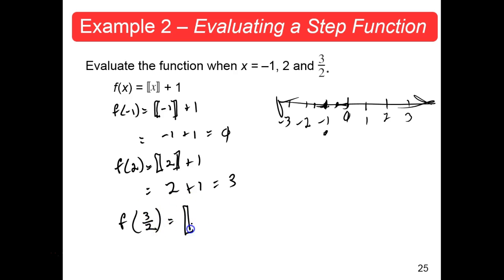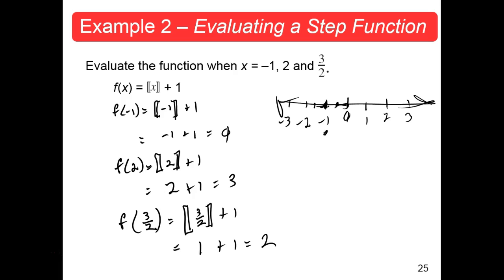All right. F of 3/2. That's the greatest integer in 3/2. You put the x in everywhere you see it. 3/2 everywhere you see an x plus 1. And what's the greatest integer in 3/2? 1. Excellent. Look to the left and you see a 1 plus 1 is 2. High level math today. Okay. Good deal.